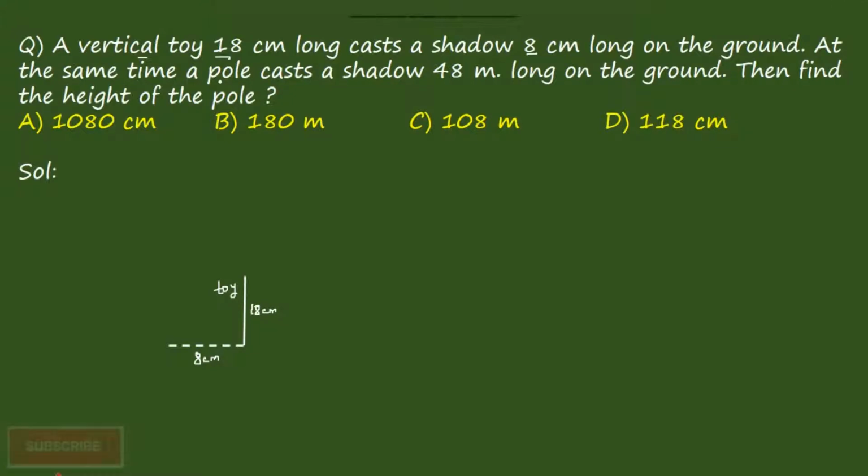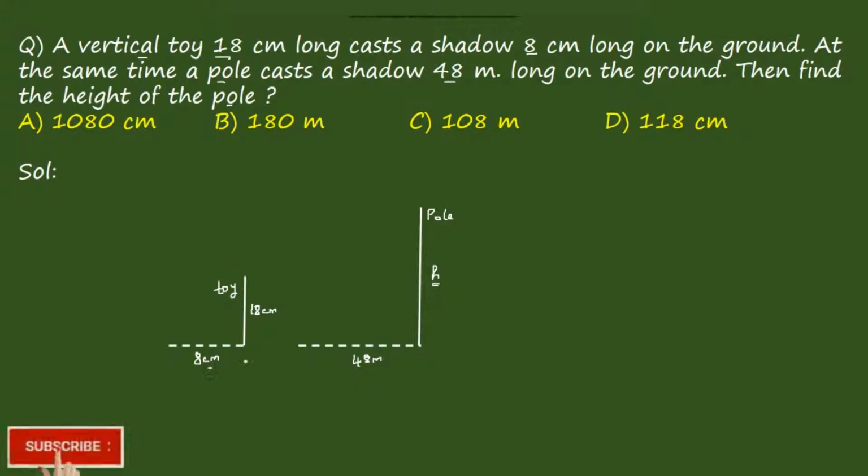At the same time, the pole casts a shadow of 48 meters. If you consider a pole, this is a pole. It provides a shadow of 48 meters. Find the height of the pole. We have to find the value of h now. What is the height of the pole? h we have to find out.